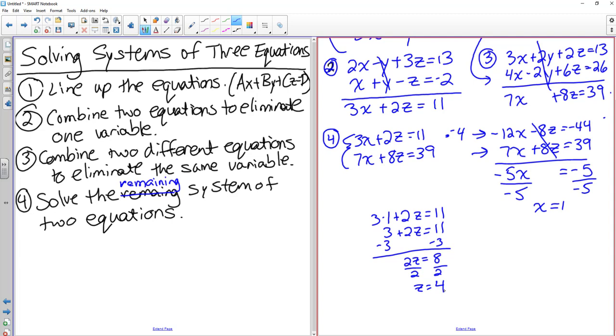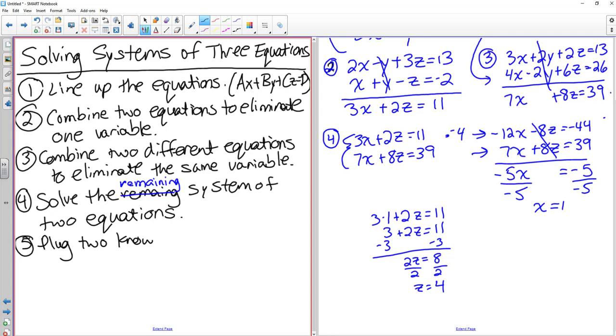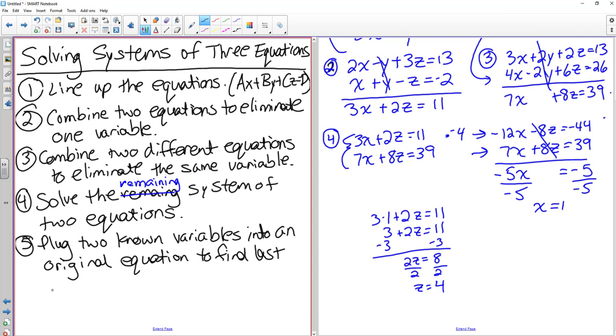So now all I have left is to get y. So step 5 is to plug the known two variables into an original equation to find the last variable. In this case, y. And I'm going to finish up the steps and say that after this we'll do a check.